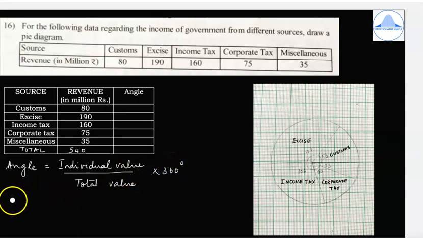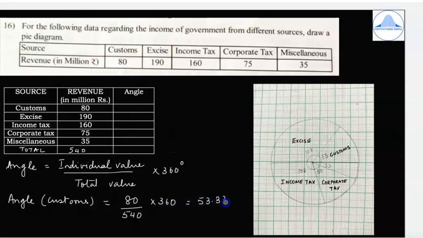As an example, suppose I want to find out the angle for the component customs. This will be equal to the individual value is 80, the total value is 540 into 360, which will give us 53.33. So you can take 2 places after the decimal after rounding off. So this angle, I will write it in the table column, which has the heading as angle. Similarly, you find out the angles for the remaining components.